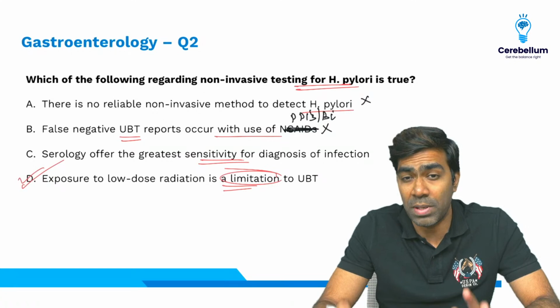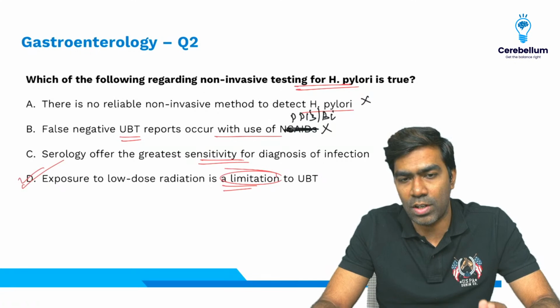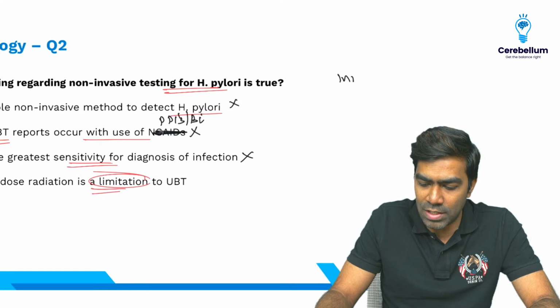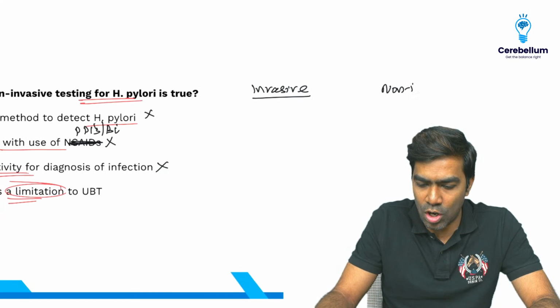Serology offers the greatest sensitivity for the diagnosis of infection. Wrong. There are many other better tests. This is a very common area that is tested in exams. There are two ways to test for H. pylori. One is invasive testing and the second is non-invasive testing. Two ways of testing H. pylori.